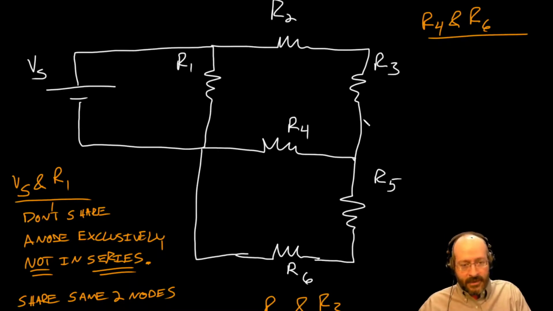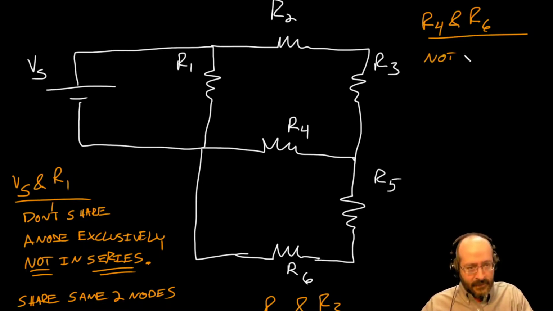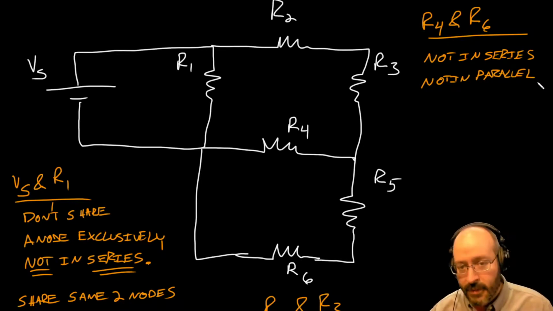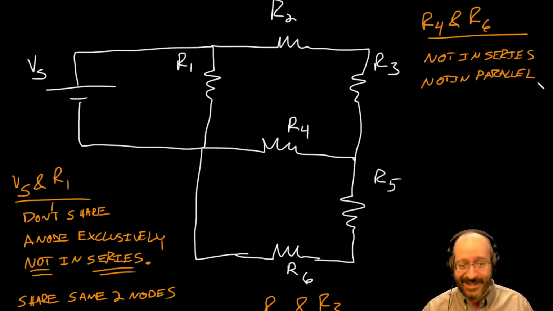Well, let's see, R4 is connected here and here, and R6 is also connected here, so they do share a node, but they don't share it exclusively because R1 is connected there, and so is VS. So they're not in series. And R4 is connected to this node here, but R6 is not. So they don't share the same two nodes. They have to share both. So it is also not in parallel. Okay, so it's not in series, it's not in parallel, it's neither.